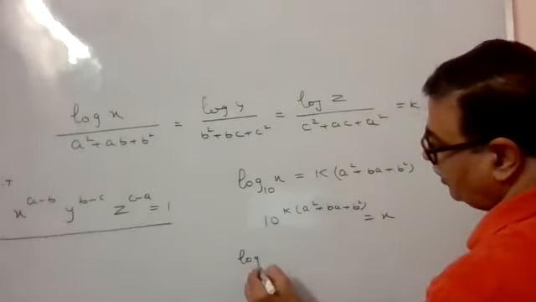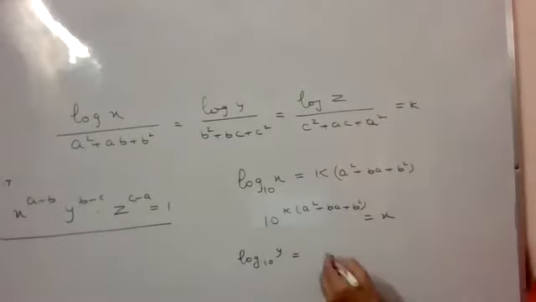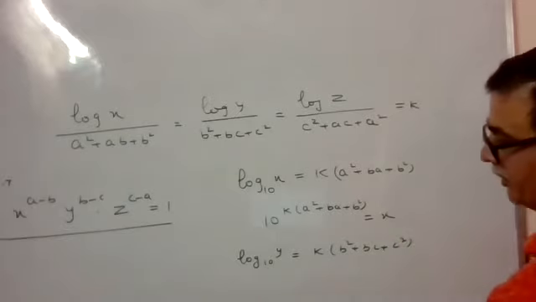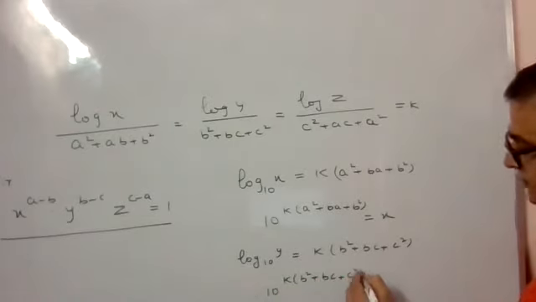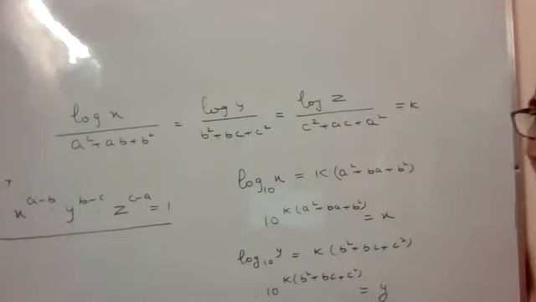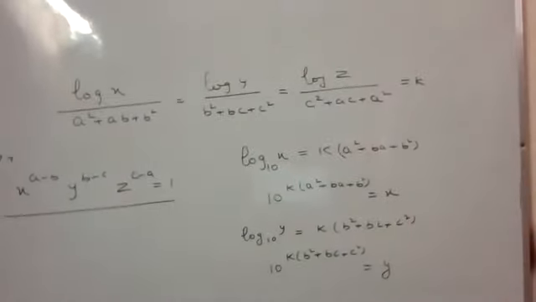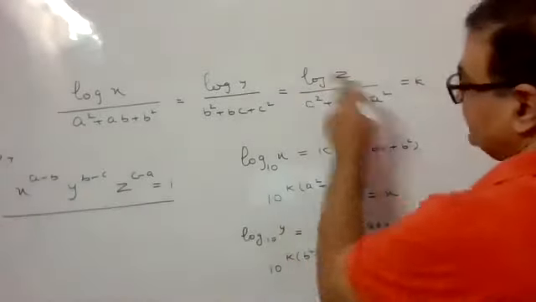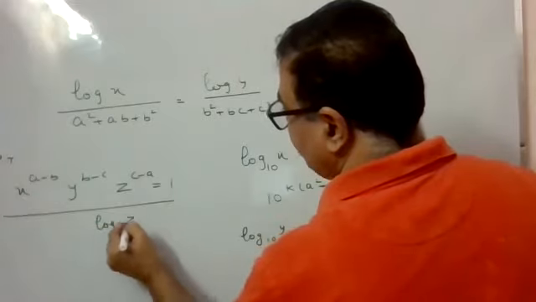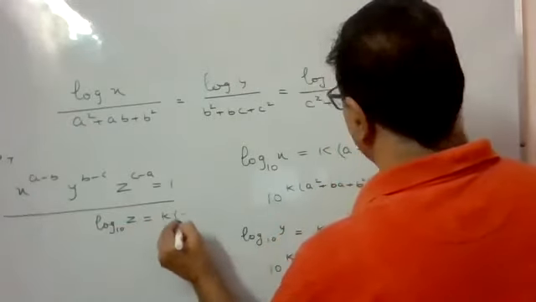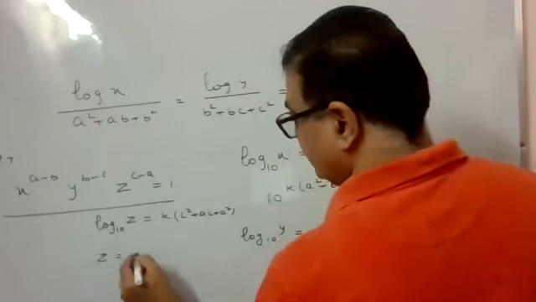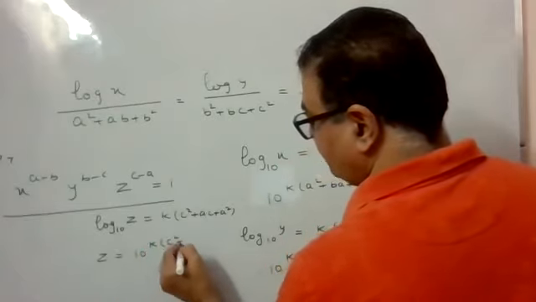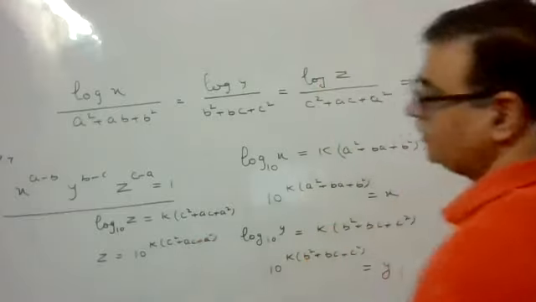Same way we write log of y with base 10. What will it come? k times b square plus bc plus c square. Or I should say 10 power k times b square plus bc plus c square is coming y. Right? And same way we go for this part. We have log of z with base 10 is k times c square plus ac plus a square, and that z comes out to be 10 power k times c square plus ac plus a square. So all the values you know.